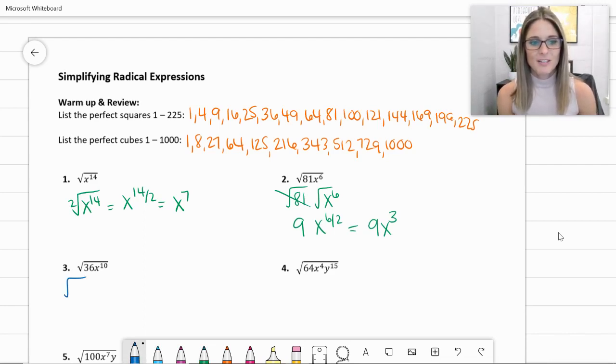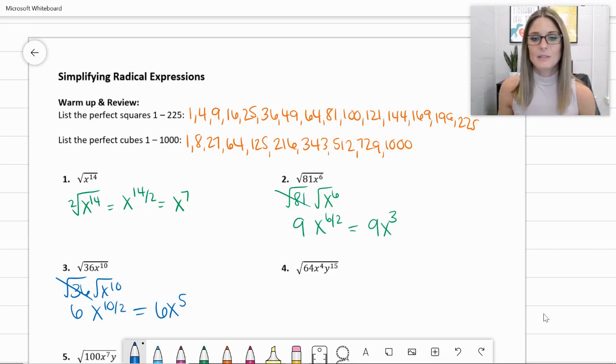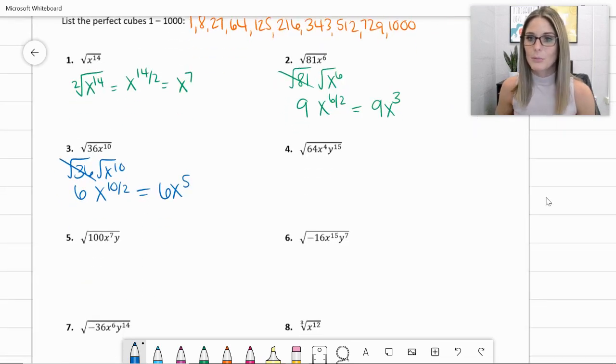Number 3, we have the square root of 36 and the square root of x to the 10th. I'm going to do the same thing we've been doing before. The square root of 36 is 6. And then I'm going to rewrite the square root of x to the 10th as a rational exponent of 10 over 2, or 6x to the 5th. So you're going to see Delta Math in your practice is going to be using those same rational exponent rules, simplifying it this way.